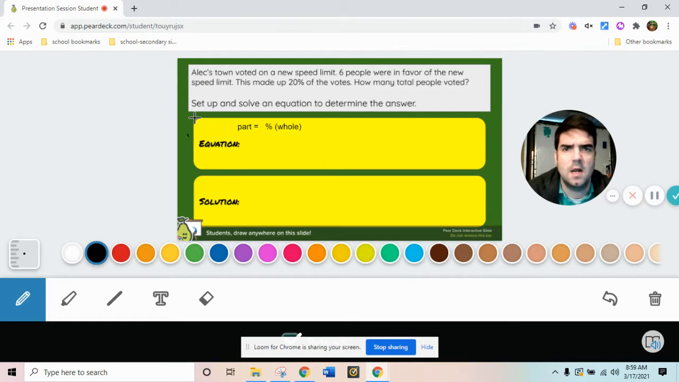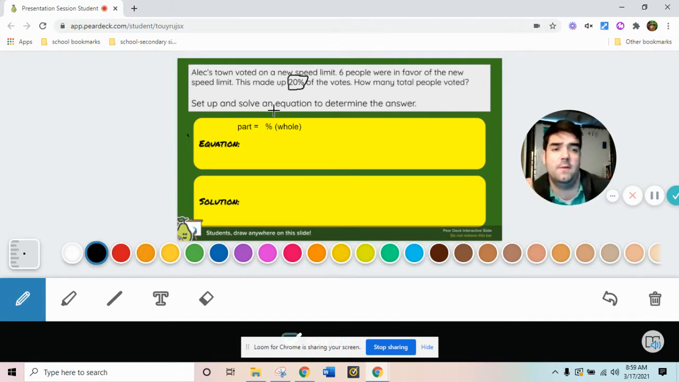Alex Town voted on a new speed limit. 6 people were in favor of the new speed limit. This made up 20% of the votes. How many total people voted? Okay, so we know our percent. Okay, and it says 6 people were in favor of the new speed limit.